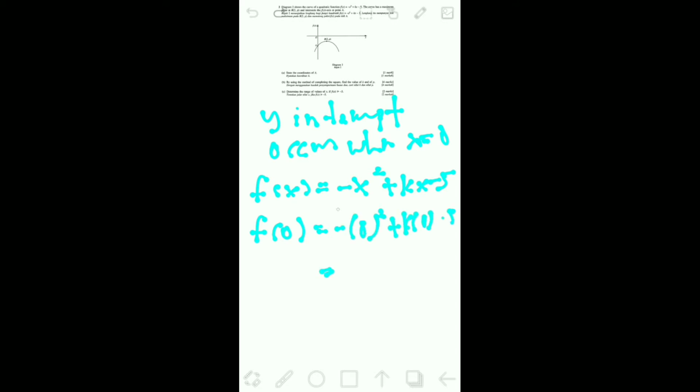So we just substitute into the given equation, which is f(x) equals negative x to the power of 2 plus kx minus 5. We sub in f(0) equals negative 0 squared plus k times 0 minus 5. This is 0, that is 0, so we're left with minus 5. So the y-intercept is negative 5, and coordinate A is (0, negative 5), because at the y-intercept x equals 0.